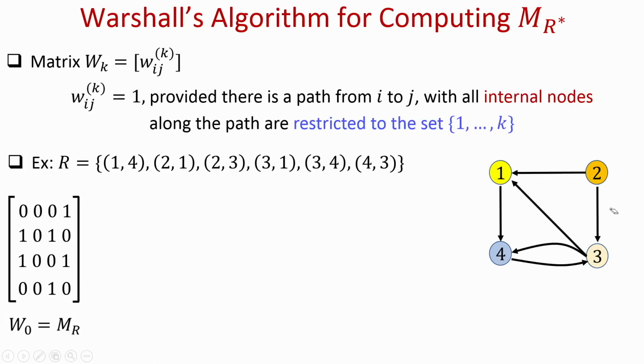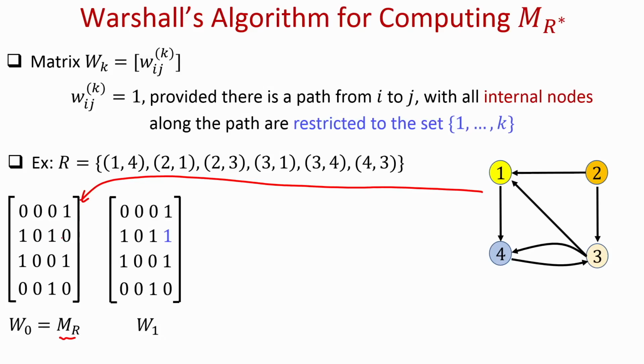We start with the matrix W0, which is the matrix for your relation R. What I have done here is just add the entry 1 for the pair i comma j if i has an edge to the node j, otherwise the entry is 0. Now, let us see the matrix W1. How do we compute matrix W1?